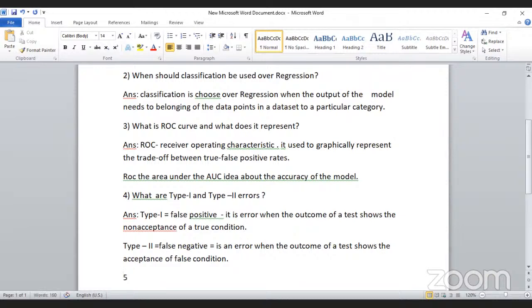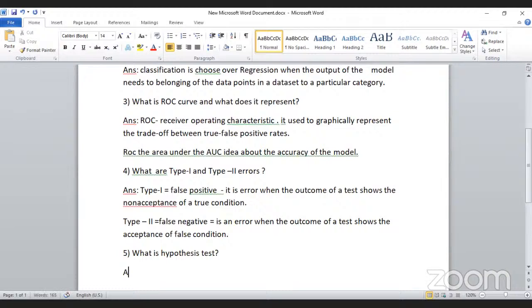My fifth question is, what is a hypothesis test?